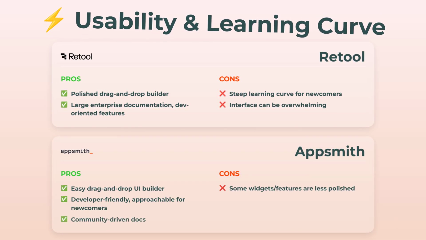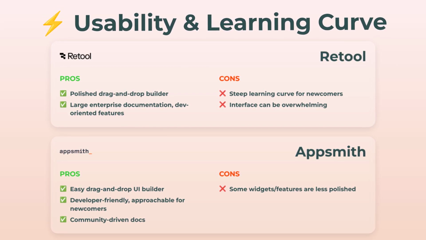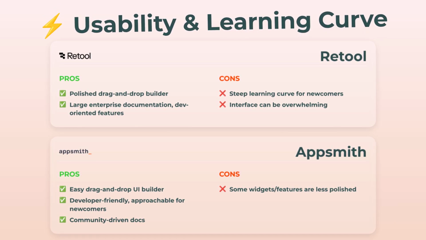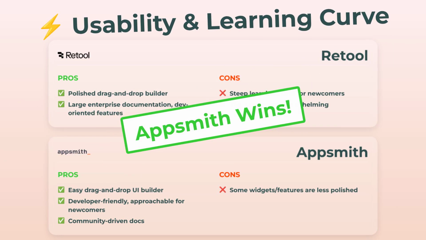Appsmith keeps things more chill. Easy UI builder, way more approachable, especially for folks who haven't built 50 admin panels before. Docs are community-led, which means more real-world tips. A few widgets feel less fancy, sure, but overall, it's easier to get rolling. Winner on usability? That's Appsmith.